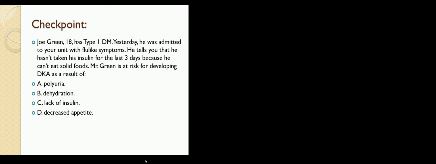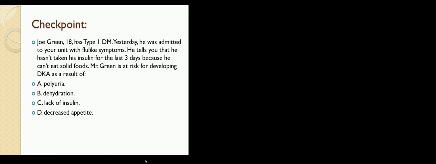Mr. Green is at risk for developing diabetic ketoacidosis as a result of what? A, polyuria, B, dehydration, C, lack of insulin, D, decreased appetite. And you should have picked C.